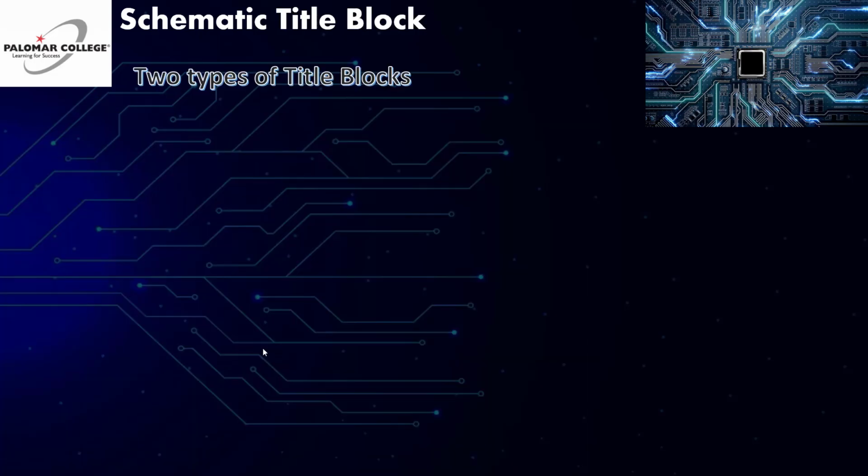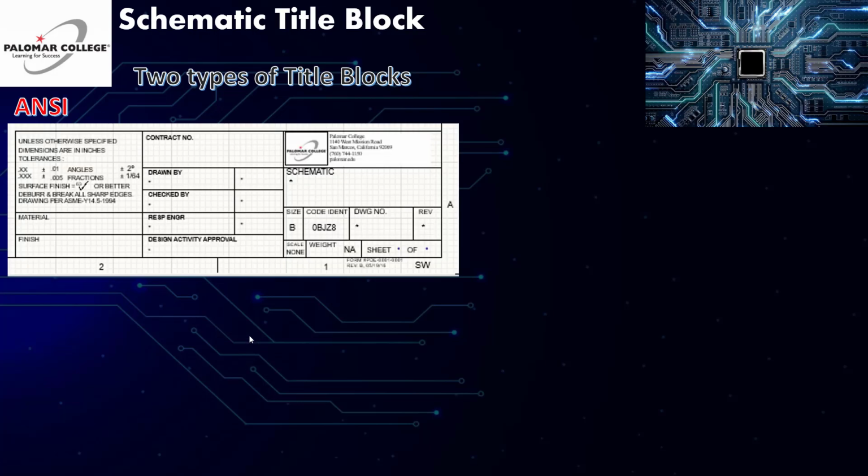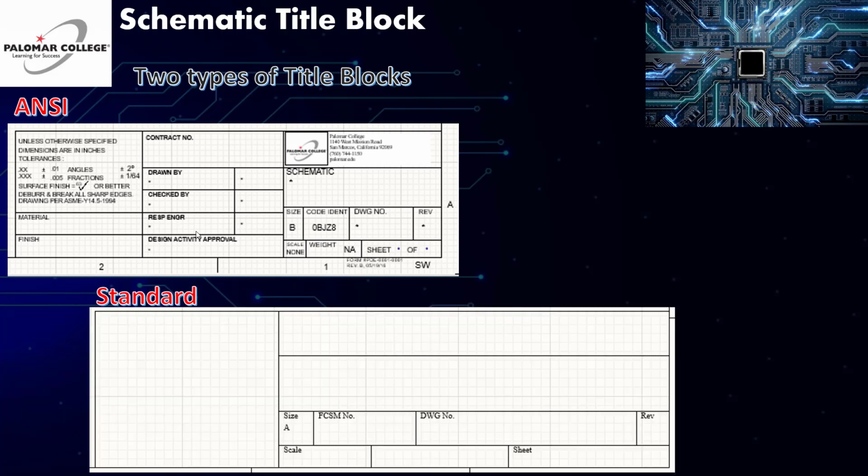Now this title block, there are actually two types of title blocks that are used on a schematic. The first is ANSI, and this is actually a very good title block, and will hold a lot of information. The other option is called the standard title block.